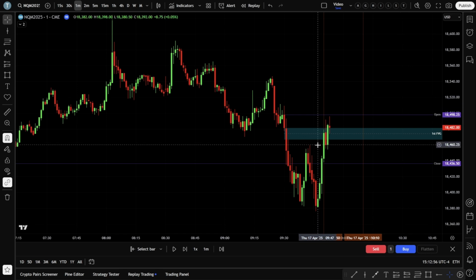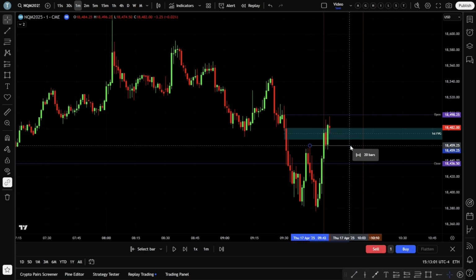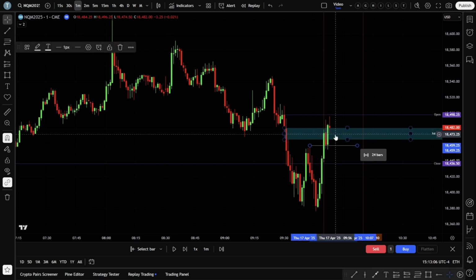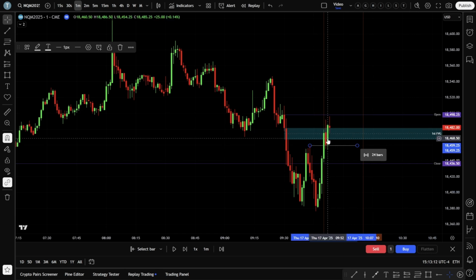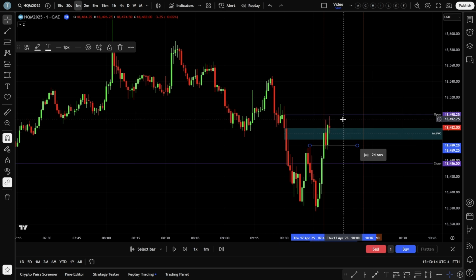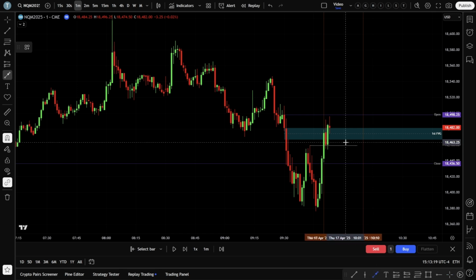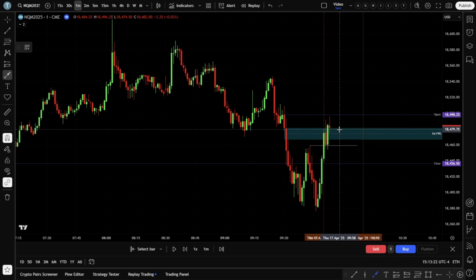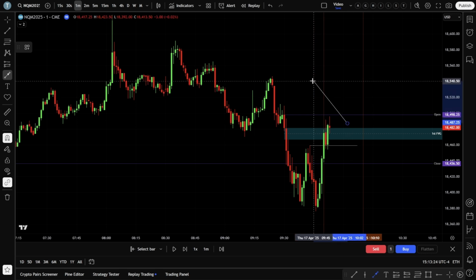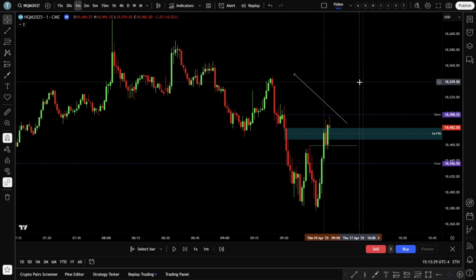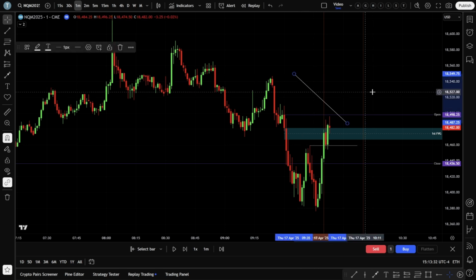We do want to note here that market structure has shifted bullish. So as of right now, if we're going to be looking for a trade, we would want to see price leave this first presented fair value gap and perhaps come back into it. We want to leave it, come back into it, and then look for a trade to take out these highs here. If this has not occurred yet, we still don't have a trade.